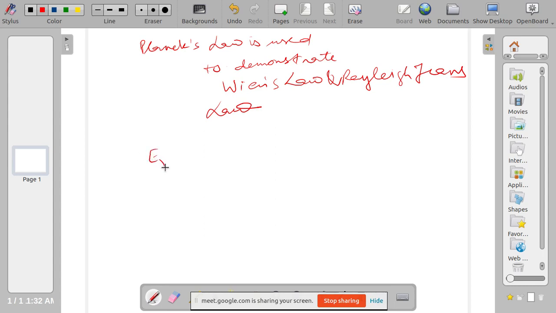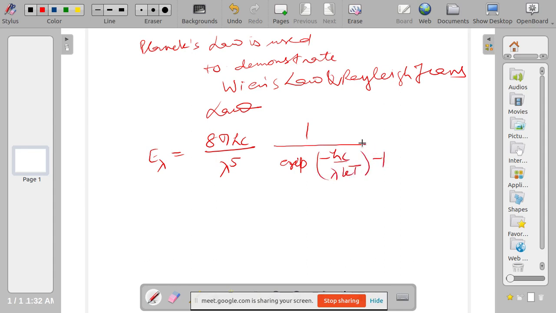So we got the derivation for E lambda. It is 8 pi hc upon lambda raised to power 5, times 1 upon exponential hc upon lambda kT minus 1. So this is given by Planck.